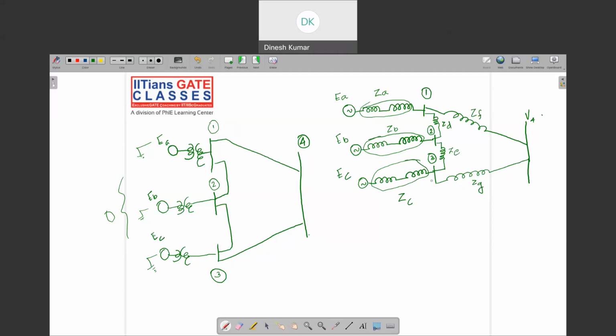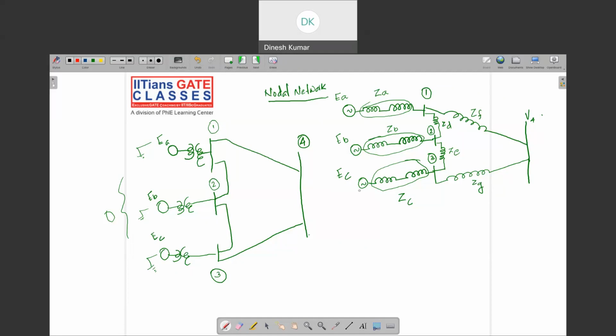Now the first step is we are considering the nodal network. The advantage of a nodal network is that if one of the nodes is considered as a reference, we have to write only n-1 equations. That is the basic advantage of nodal analysis. So we can write the equations for each and every bus.